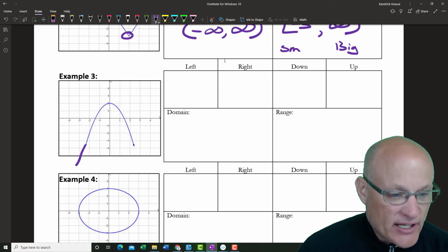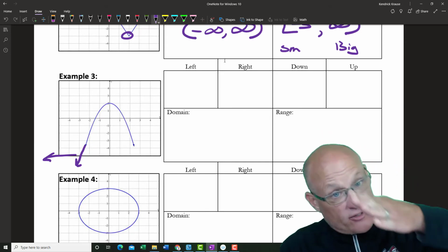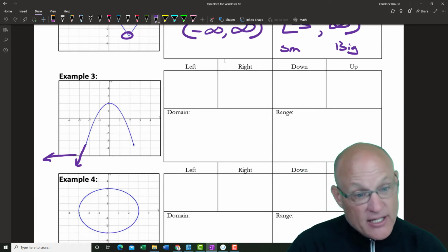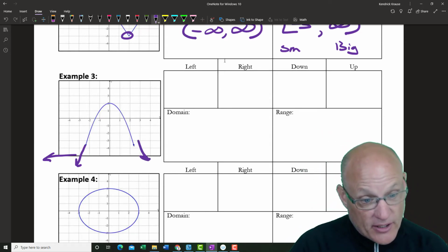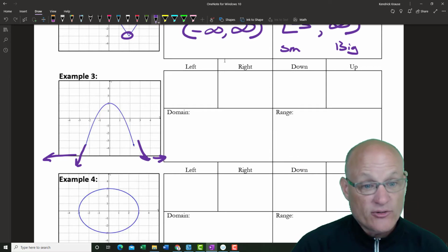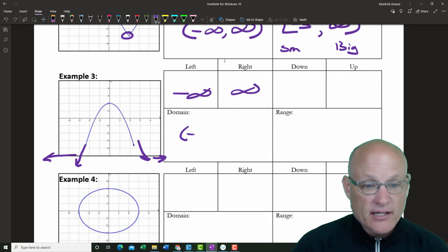I know this looks like it's going down, but you also have to imagine that very slowly it just keeps going and going and going to the left. This one looks like it's going down forever, but it's also going in that direction. So it's going forever and ever left, forever and ever right, negative infinity to positive infinity.